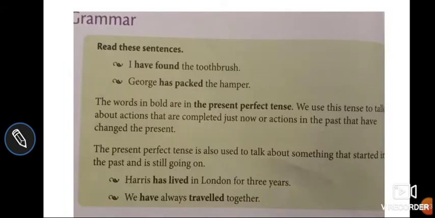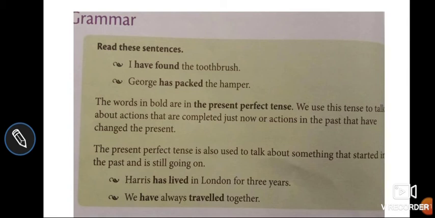Let us look at the grammar part in your textbook now. Read these sentences. I have found the toothbrush. George has packed the hamper. The words in bold are in the present perfect tense. We use this tense to talk about actions that are completed just now or actions in the past that have changed the present. It means something has been done in the past, but that action is affecting the present also.